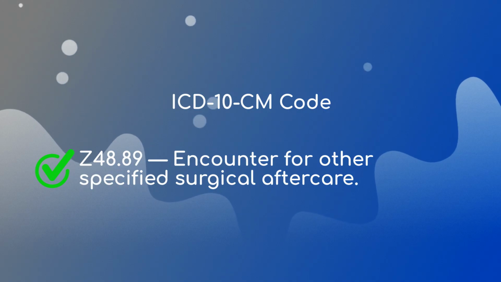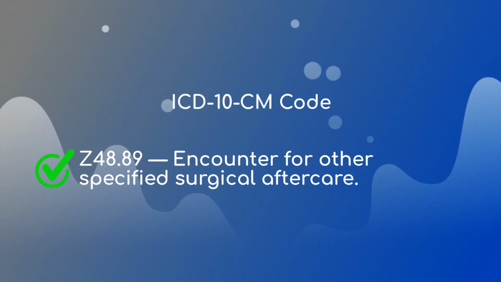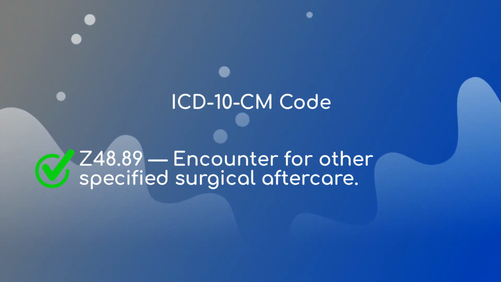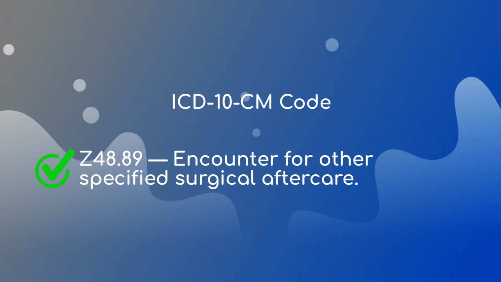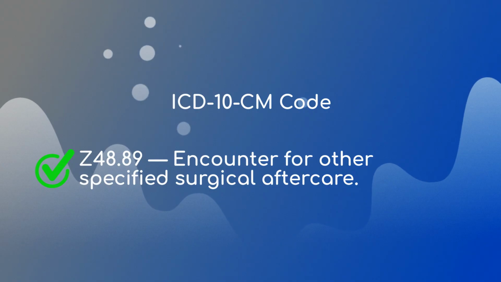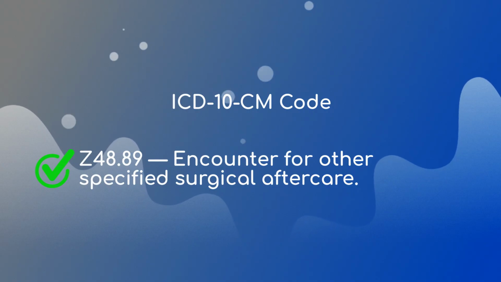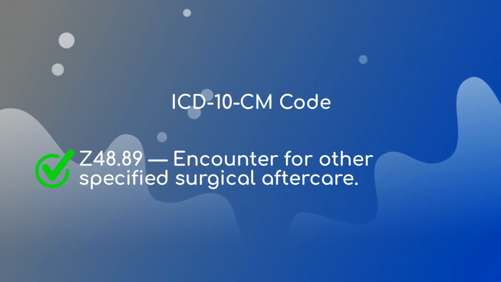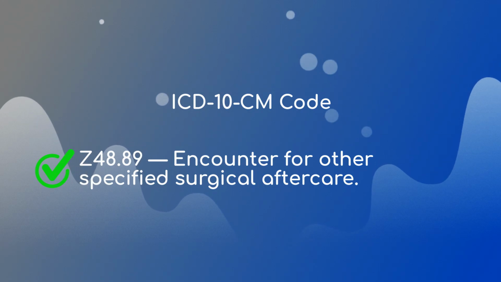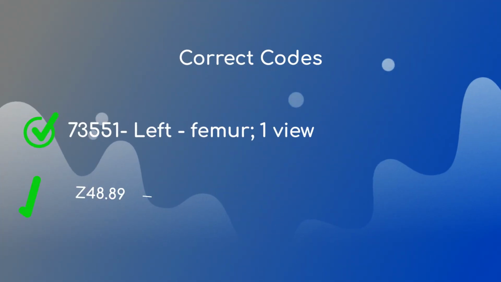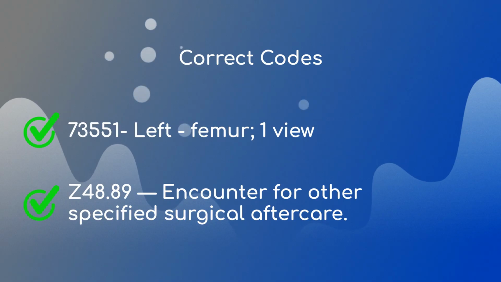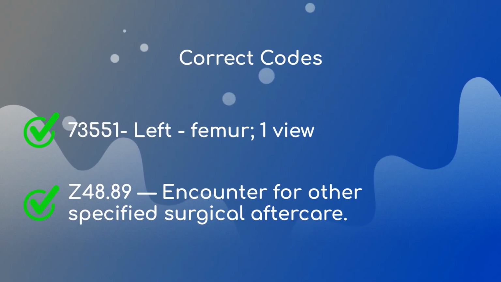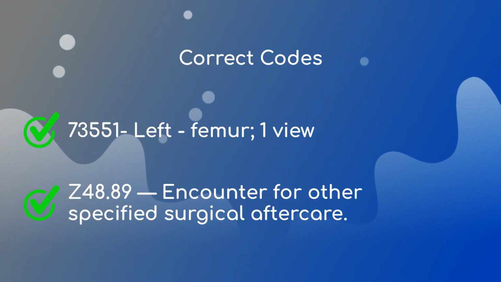Use this code when the patient is being seen for routine postoperative care, follow-up exams related to healing, wound checks, or monitoring, imaging or exams done as part of expected recovery or aftercare for any surgical procedure, or when no specific complication or suspected retained foreign body is documented. The correct codes for this report are 73551, Radiologic Examination Femur, 1 view left, and Z48.89, encounter for other specified surgical aftercare.